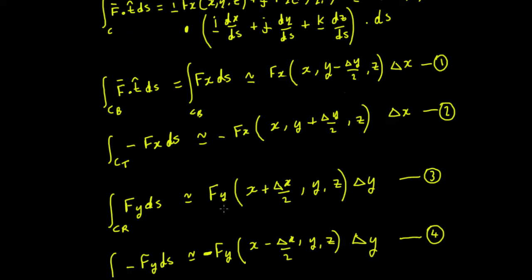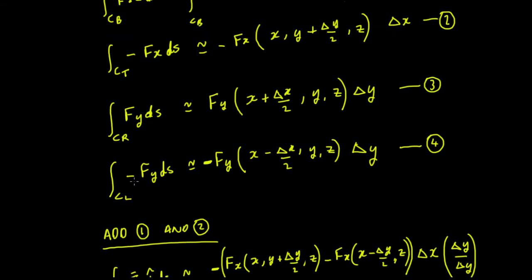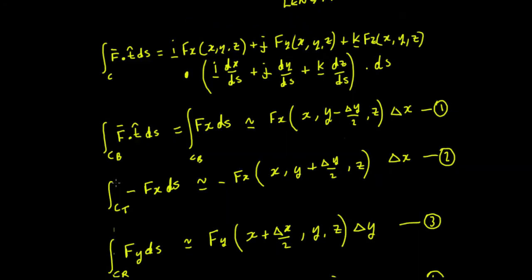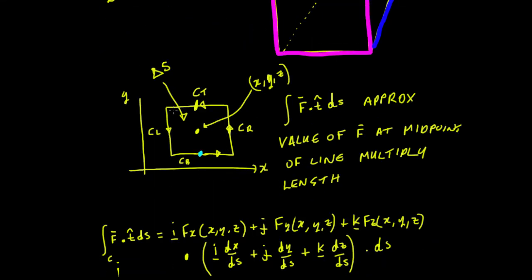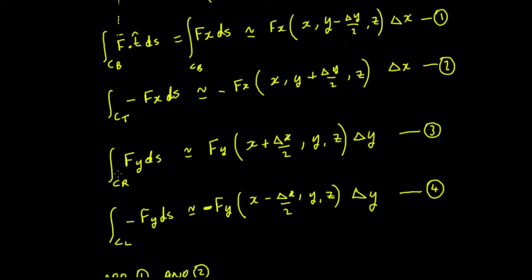So we've got this value here for the vector function and the y component of it, and then we multiply it by the length of the line, which is delta y, and then we do the same thing for the left component. But you notice in the left component that the direction is no longer in the plus j, it's now in the minus j direction. So we've only got the y component of that vector, and it's minus f of y, and it's going to be at the point x minus delta x up in 2, comma y, comma z, and the length of the line is going to be delta y.